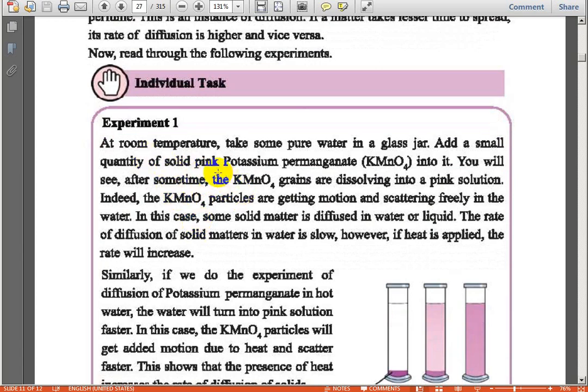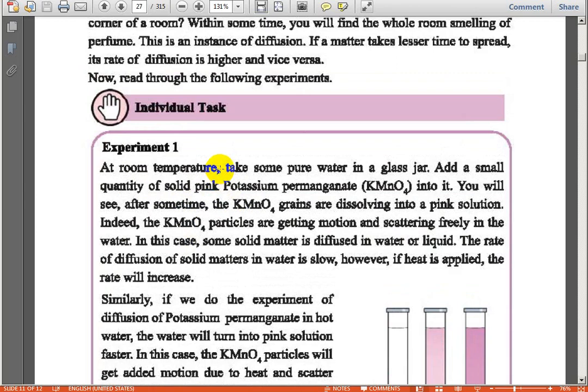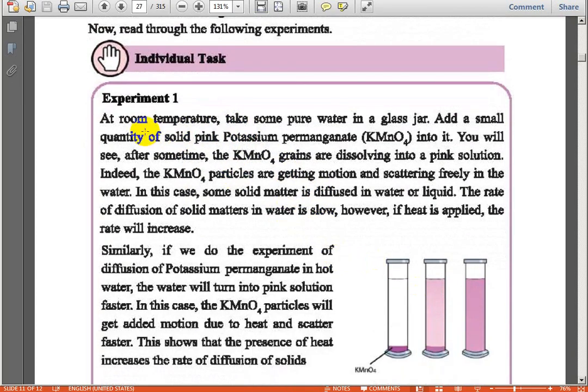Diffusion occurs not only in gas, it also occurs in solids and liquids. Now here is an experiment in liquid. At room temperature, you take pure water in a glass jar and add a small quantity of pink potassium permanganate. The color of potassium permanganate is pink. You will see after some time the potassium permanganate grains are dissolving into a pink solution.